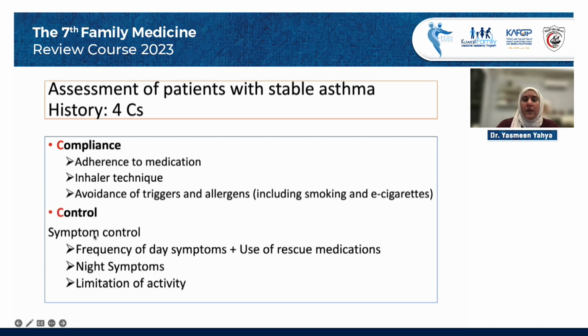And the control, this is very important. You need to assess the control in each and every visit. How do we assess the control? By 3 or 4 questions. How frequent is the day symptoms, and how frequently the patient is using his rescue medications, if there is any night symptoms, and if there is any limitation of activity.